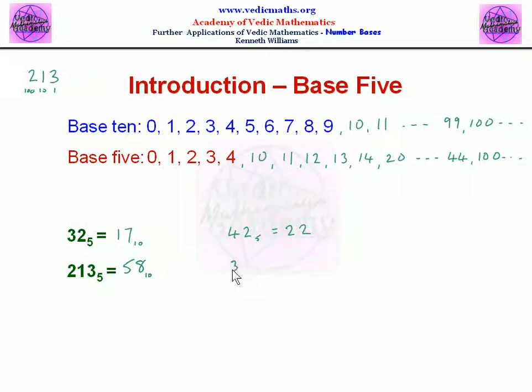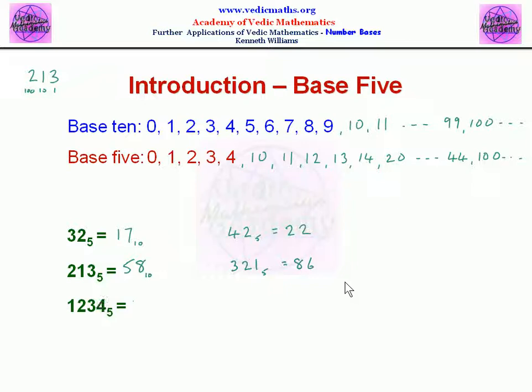So if you had 3, 2, 1, for example, in base 5, you'd multiply the 5 by the 3 and add on the 2, and then you'd multiply the result of that by 5 and add on the 1. So 5 times 3 is 15, and 2 is 17. 17 times 5 is 85, and 1 is 86.